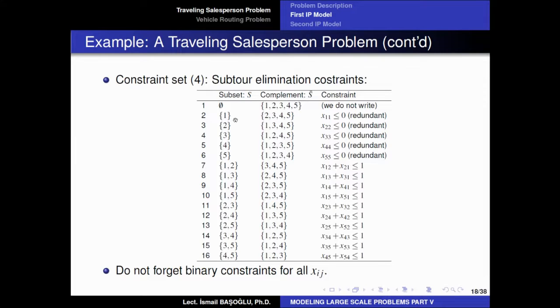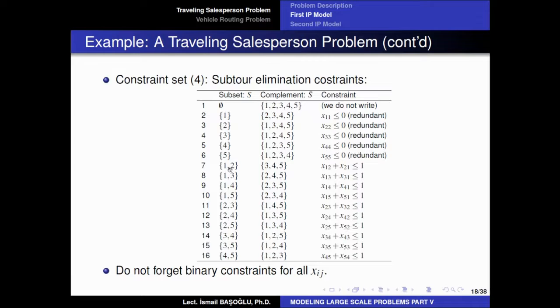You do not have to write it for single element subsets because they will be redundant, because the edges within a single element subset are only the edges from the node to itself, right? x11, x22, x33, x44, and these are automatically going to be equal to 0 by the objective function. So these constraints will be redundant because the right-hand side values will be 0, because the number of elements in the subset minus 1 is 0.